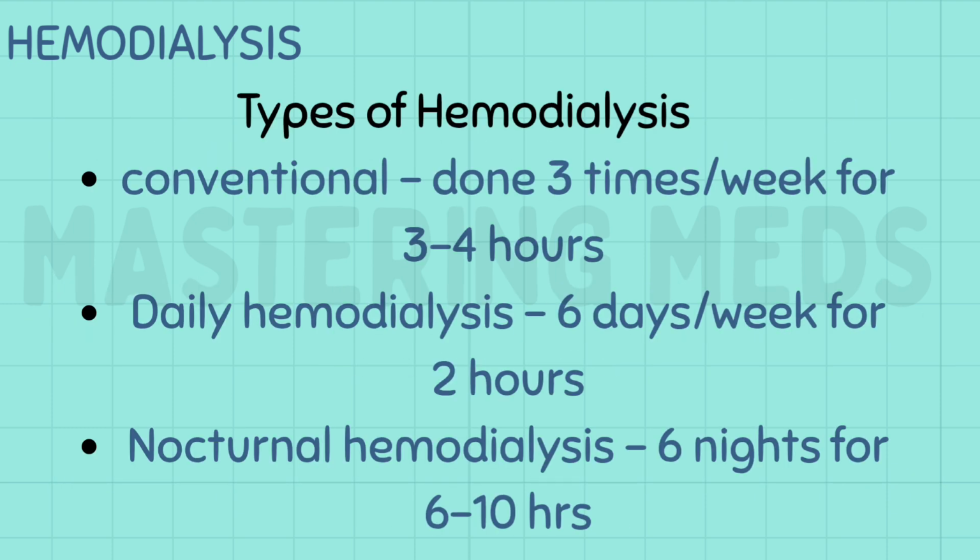Types of hemodialysis based on how frequently it's performed. Conventional, done 3 times per week for 3 to 4 hours. Daily hemodialysis, 6 days per week for 2 hours. Nocturnal hemodialysis, 6 nights per week for 6 to 10 hours.